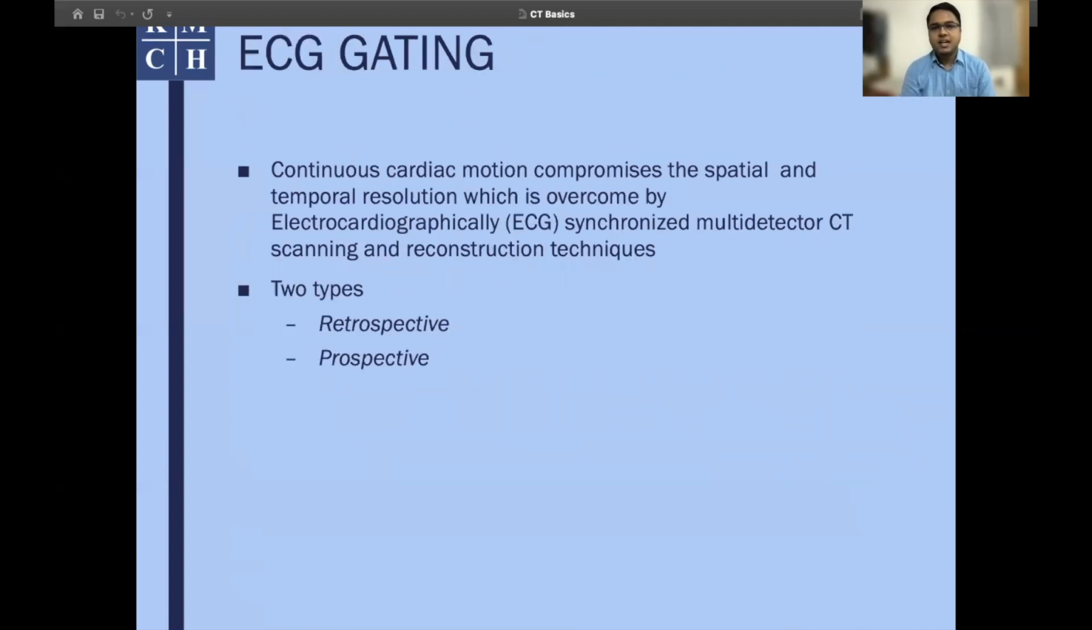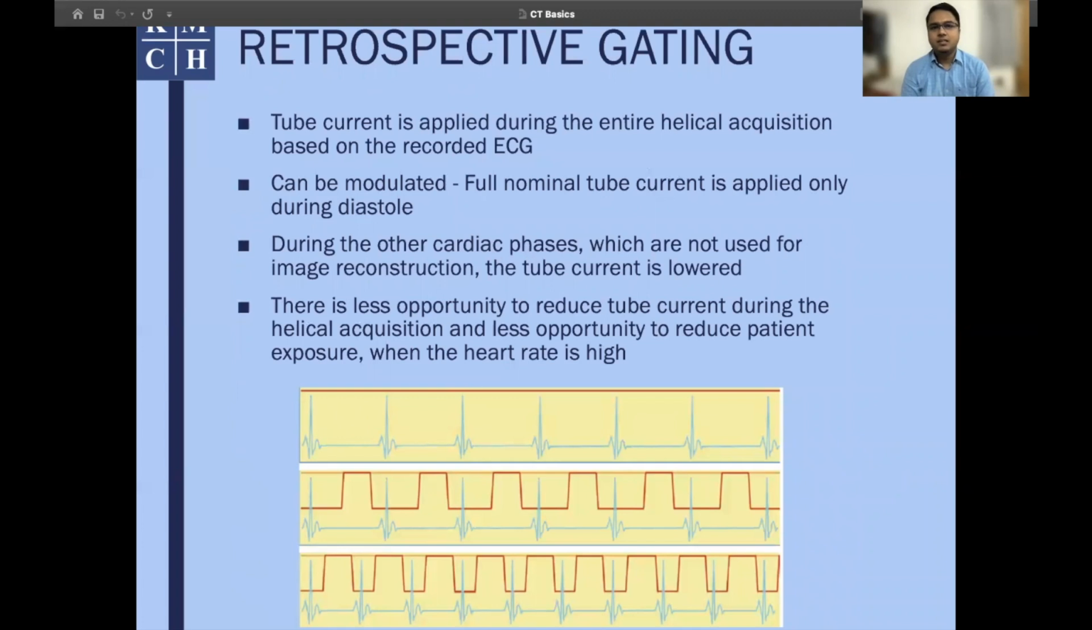Coming to types of ECG gating, there are two types of ECG gating, retrospective and prospective. So retrospective gating, here the tube current is applied during the entire helical acquisition of the cardiac cycle. And in retrospective gating, the tube current can be switched on throughout the entire cardiac cycle with the same current, or it can be modulated so that higher current is given during diastole to get diagnostic quality images, and in the rest of the phases, the current is reduced. So this is called as a modulated retrospective gating.